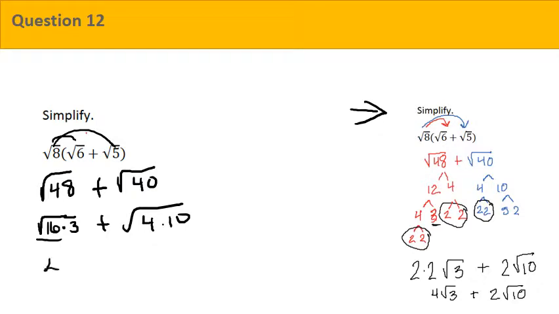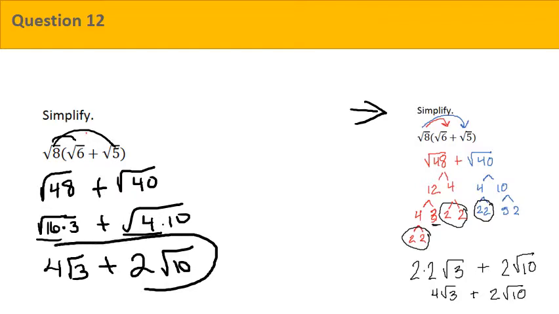So the square root of 16 is 4 times the square root of 3 plus, take the square root of 4, so that is a 2, and then leave your 10 underneath the square root. Notice that you cannot simplify anymore because the square root of 3 and the square root of 10 are different. If they were the same, then you could combine them together. But they are two totally different square root numbers, so you have to leave them separately.